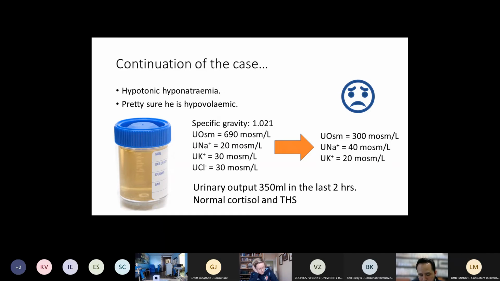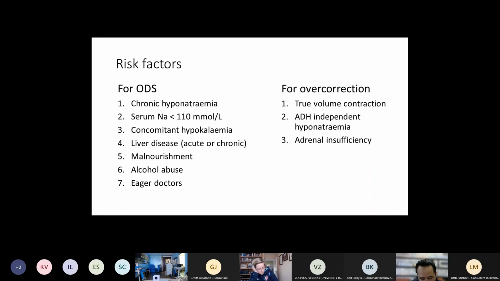So we are concerned because the rate of correction has been quick, and we're not so sure we have achieved what we wanted. Now, the most worrisome thing here is that in a very short period of time, the patient has increased the sodium amount. So this patient is at risk of demyelination. And he has risk factors: chronic hyponatremia, because we don't know when this happened, sodium below 110. If patients have low potassium, liver disease, malnutrition, alcohol use, or if the doctor treating them is not careful, they are all at risk of demyelination.